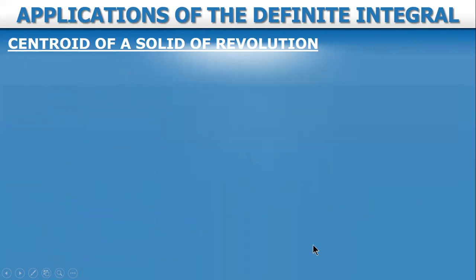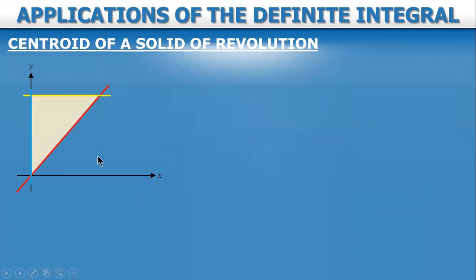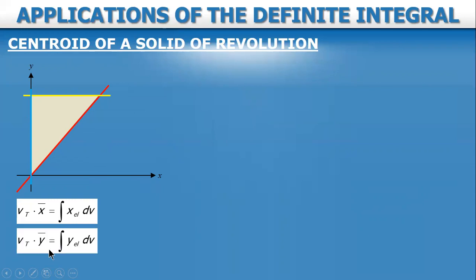So, suppose we have this one. A line and then the y-axis and another line, a horizontal line. So this is the bounded region. And we want to revolve this one. These are the formulas, in integral form, this time for volume. In the previous topic, it was for area. So this one is volume. Total volume times x bar equals the integral of x sub EL times dV, and also for y bar. Z bar is 0.